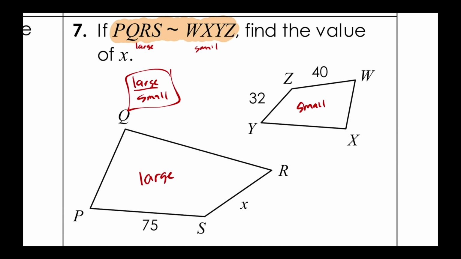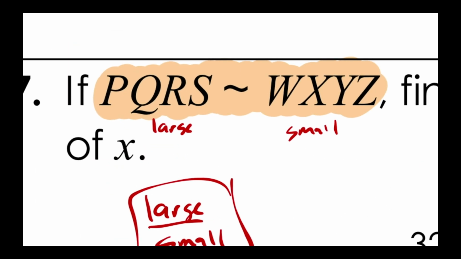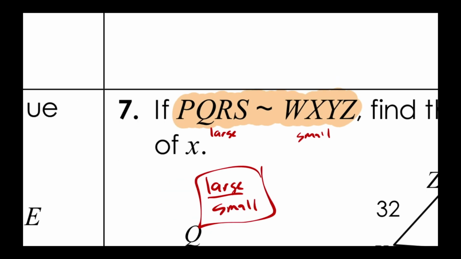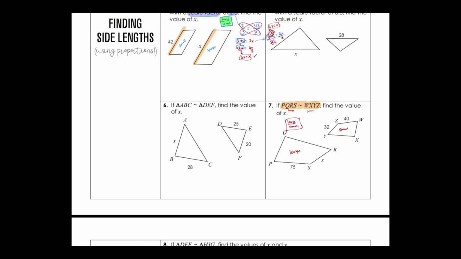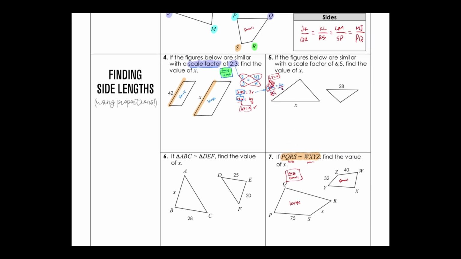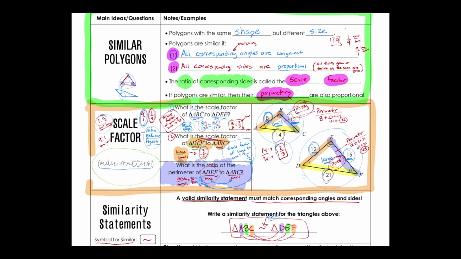What else did we do when we were given a similarity statement like this? "I don't know, mister, I forgot." Okay, if you forgot, this is why we take notes. This is the number one reason we take notes, because we forget. We are humans and we forget.